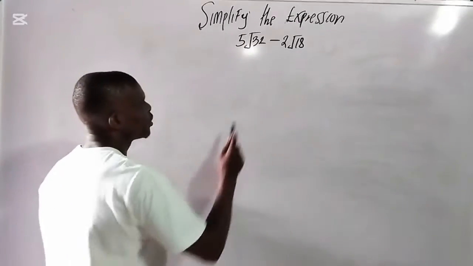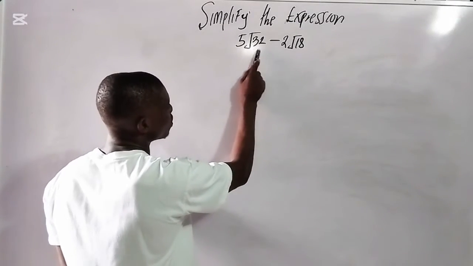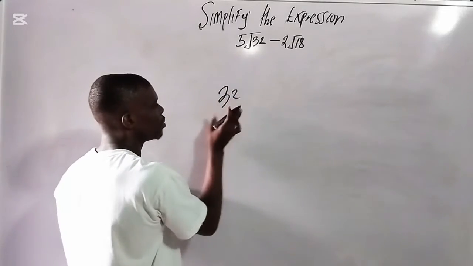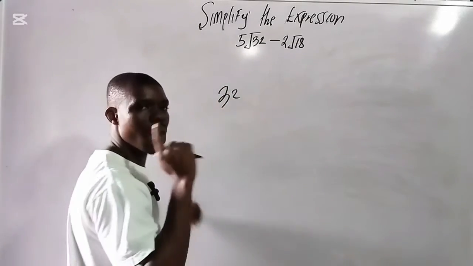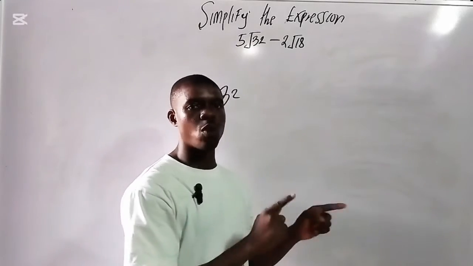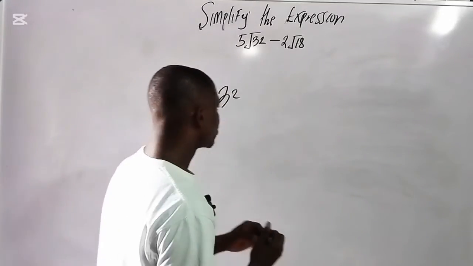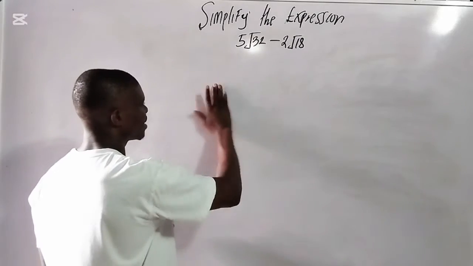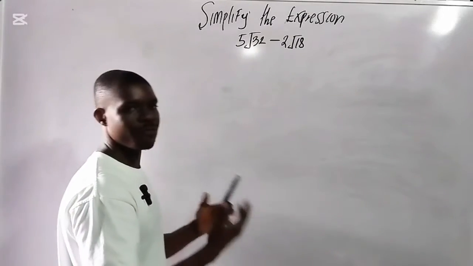Surds, right? So the first thing we want to do here is split this into 2. We have 32. How can you break it down? We want one perfect square factor. The only way you can do this is to look for the LCM, that is, the common factors.